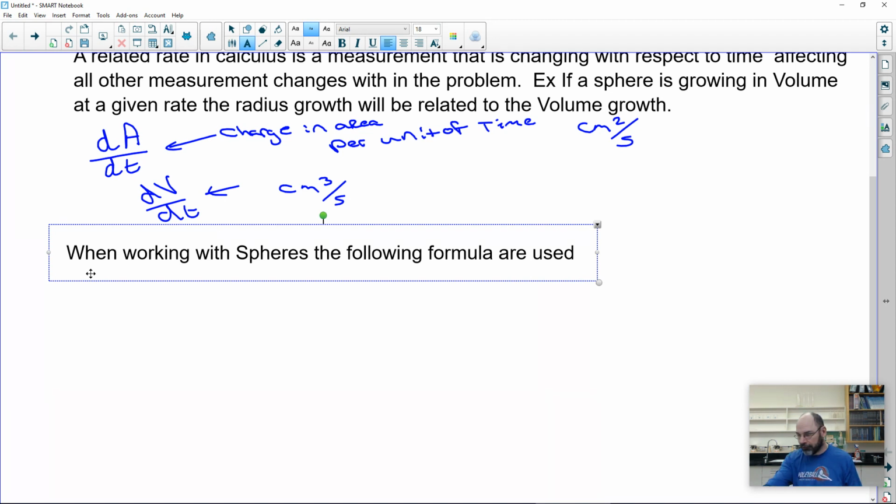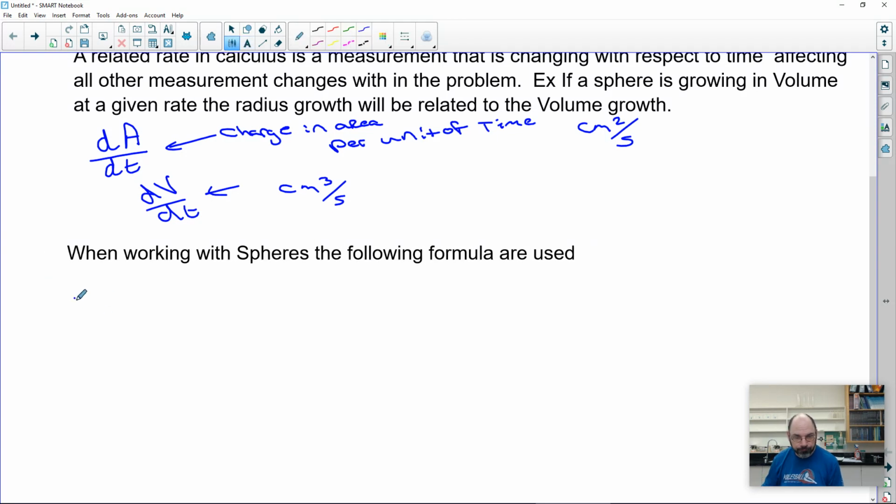Okay, so we know, first of all, the volume formula. So volume equals 4/3 pi r cubed. Pi is not a variable, it's a number. R is a variable. So volume is related to radius. That's volume. This is radius.